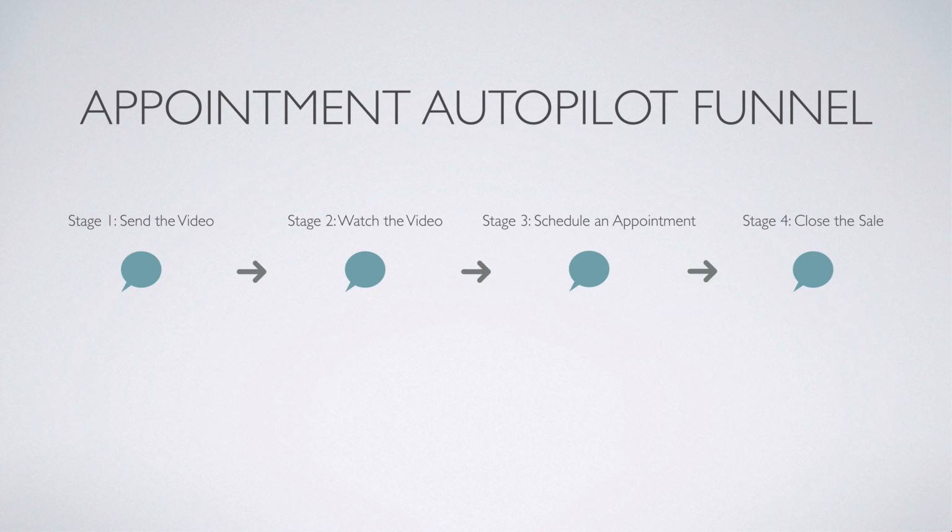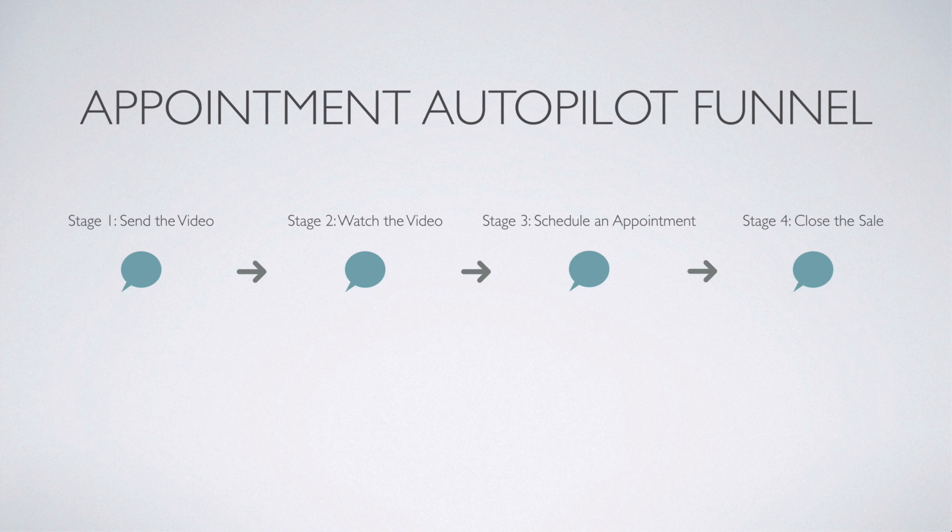Within the Appointment AutoPilot funnel, there are 4 stages that we want to put a contact through. When they are first added from Facebook into Active Campaign, we want to put them onto a stage that sends them the video. This video is going to be the educational aspect of your product or service. It'll help answer any questions that they have before going further. So the first stage is going to be trying to get them to watch that video and participate in your call to action at the end of that video.